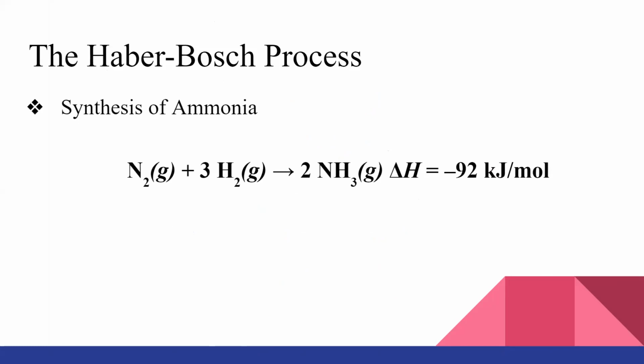One process which utilizes the Le Chatelier principle is the Haber-Bosch process. The Haber-Bosch process is the synthesis of ammonia from nitrogen and hydrogen. It is based on an exothermic reaction: N2 gas plus 3H2 gas forms 2NH3 gas, with delta H equal to negative 92 kilojoules per mole.